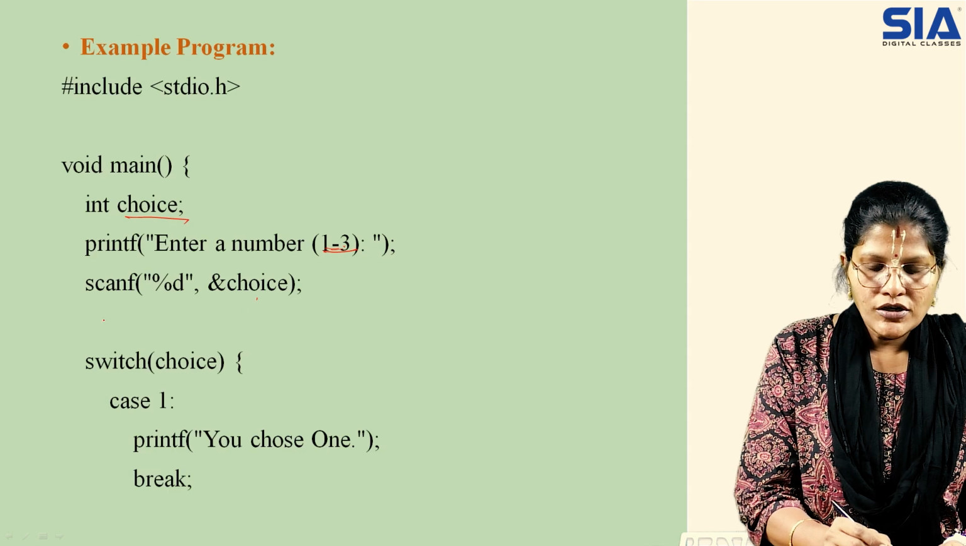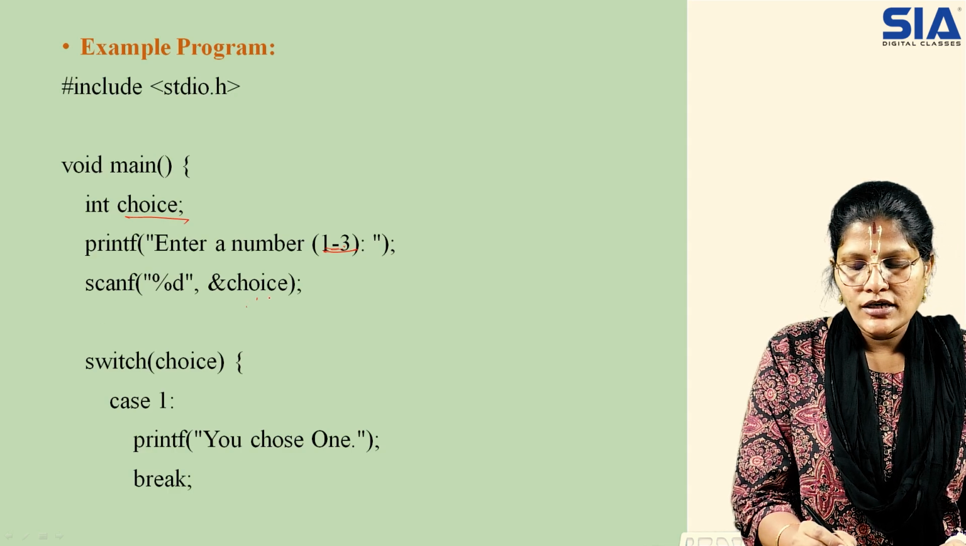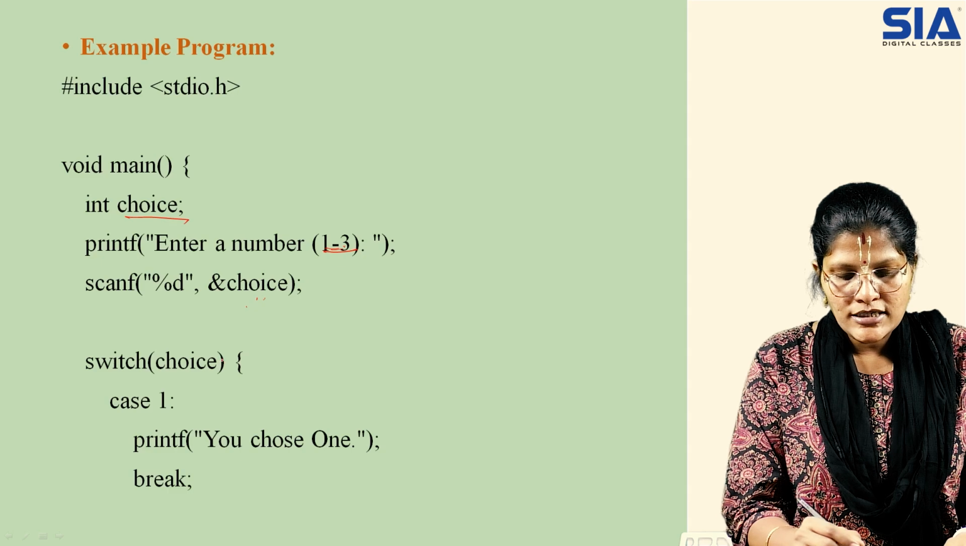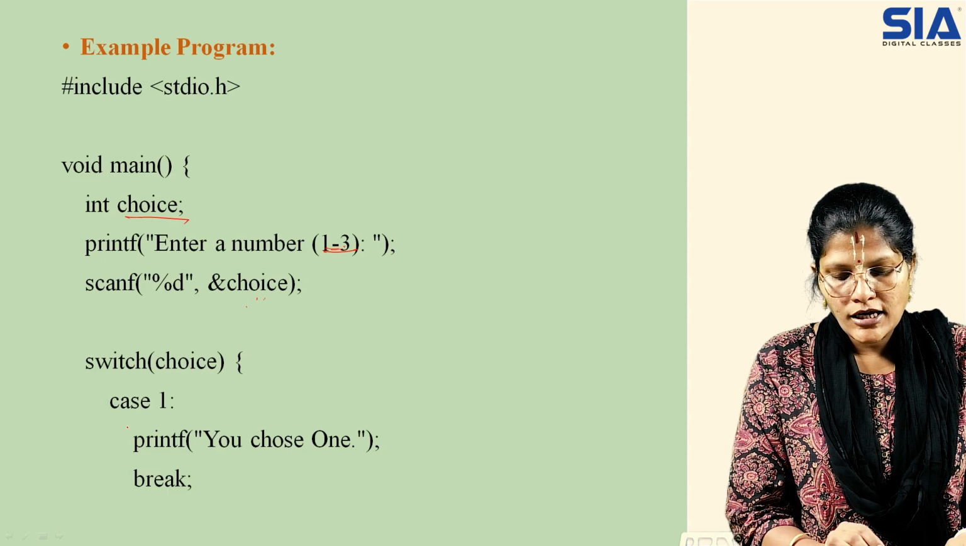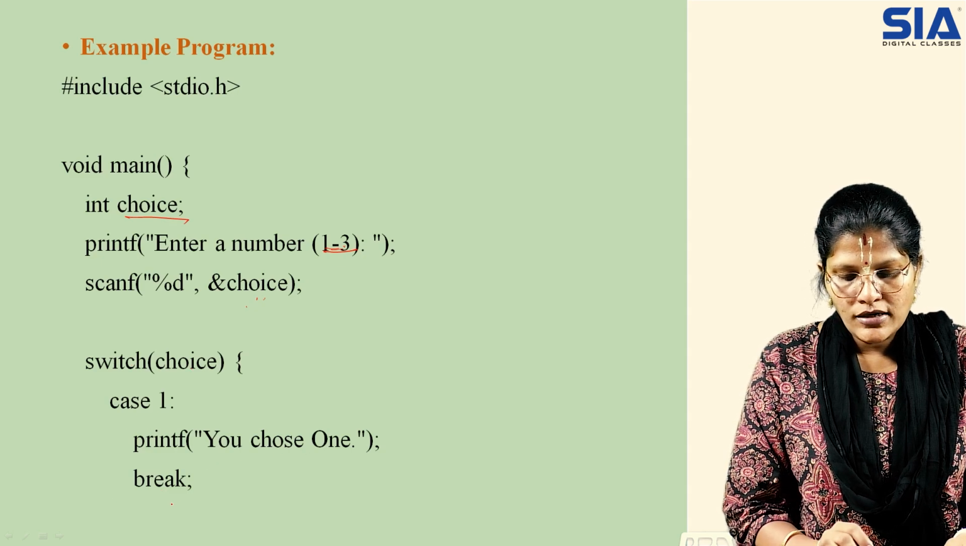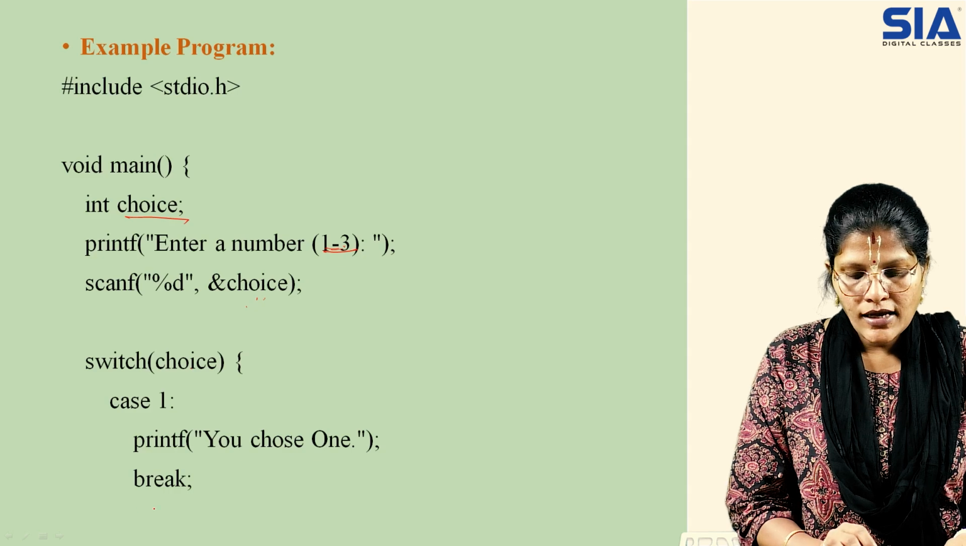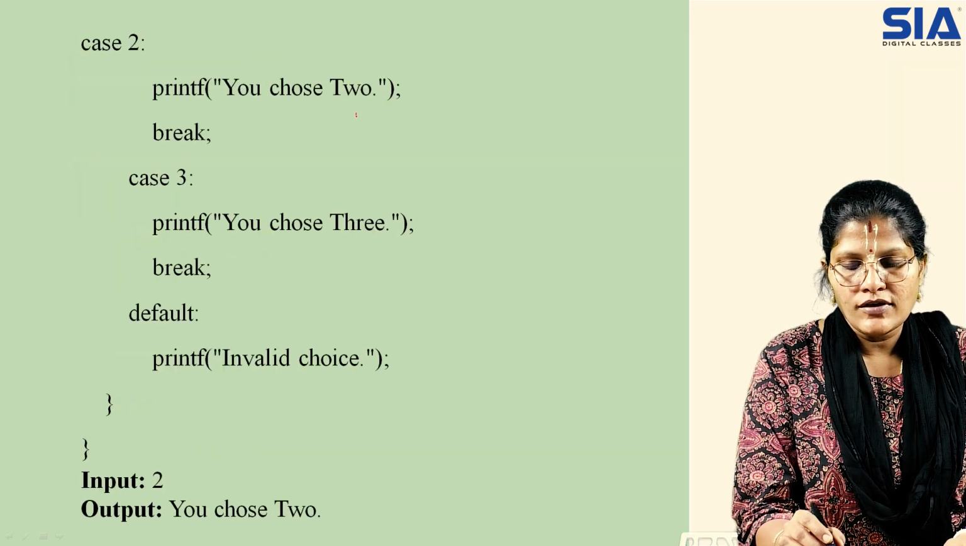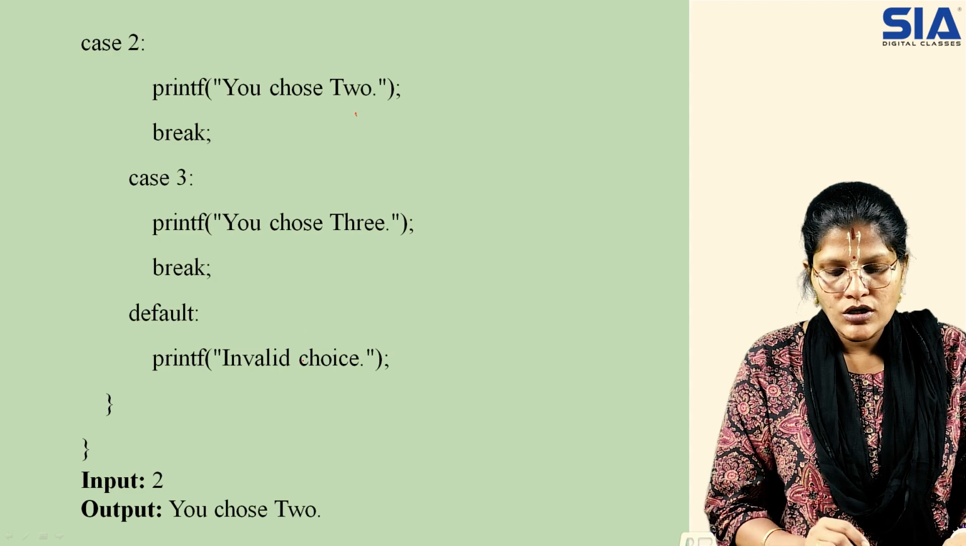Now here what you are doing, you are giving the scanf statement where the choice is given. So for example, if I have given the choice, we'll see the code: switch choice. Case 1, you are giving you have chosen case 1, then giving the break statement. Then you have your case 2, which is being given as case 2. Like this it goes on.